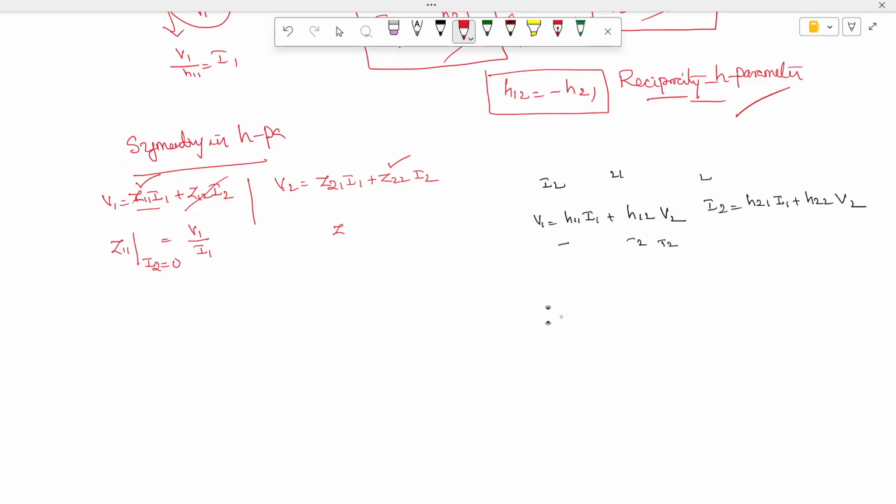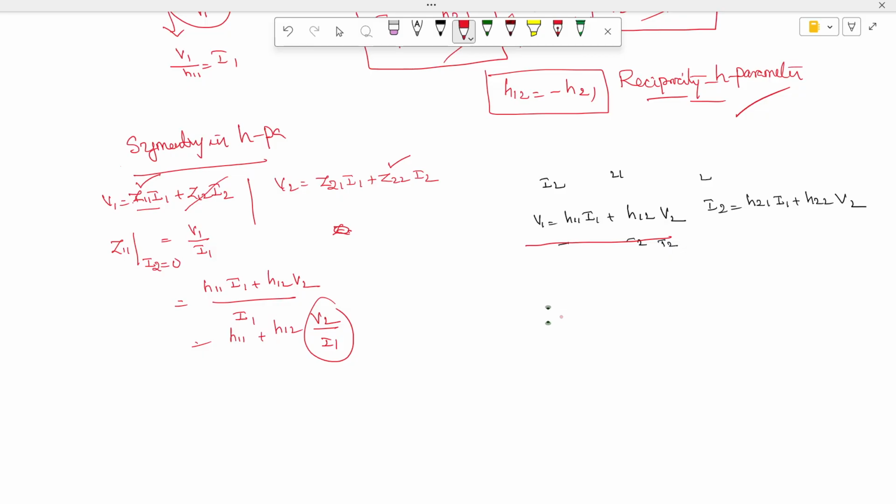Here I require the value of V1. It's already known that this is nothing but H11 I1 plus H12 V2, divided by I1. So this is H11 plus H12 V2 by I1. We require the ratio of V2 by I1.